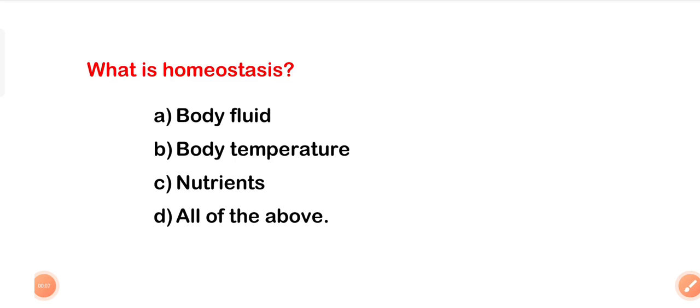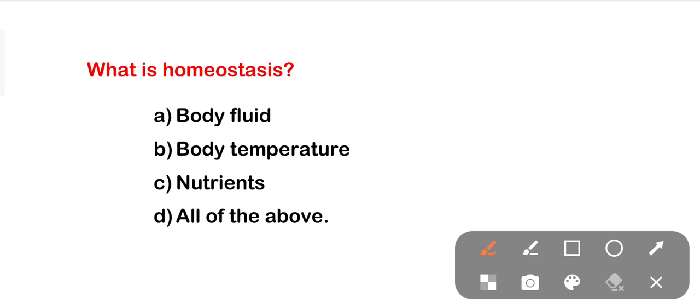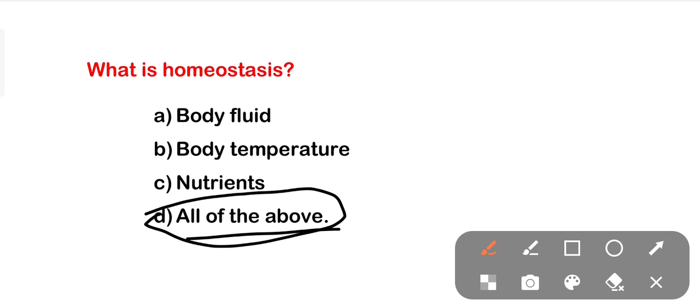Today we will see some of the basic multiple choice questions for upcoming staff nurse recruitment in Telangana. So the first question is, what is homeostasis? Options are body fluid, body temperature, nutrients. Option D is all of the above. So the right answer is all of the above. Homeostasis is nothing but an equal amount of body fluid and equal regulation of the temperature and needed nutrients for the human body. It is called homeostasis.